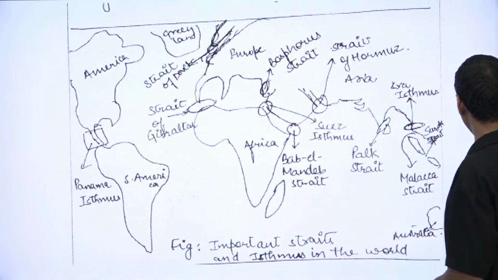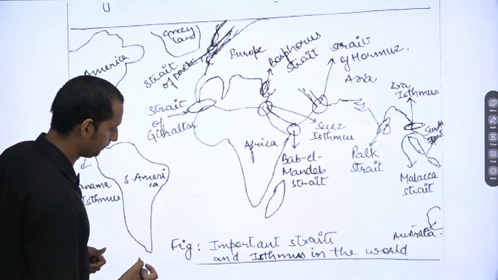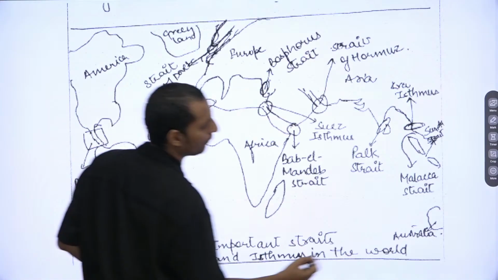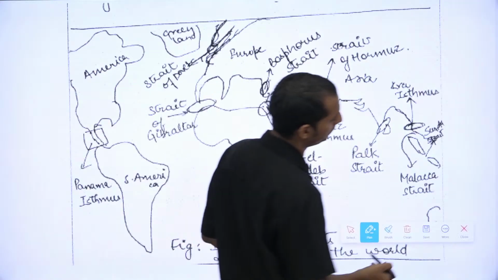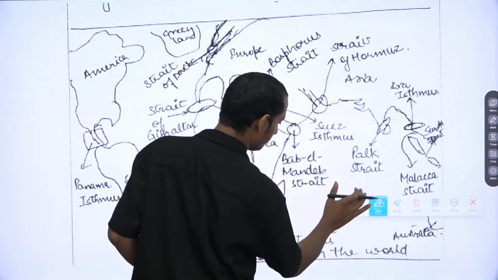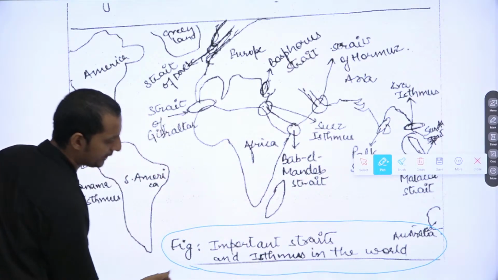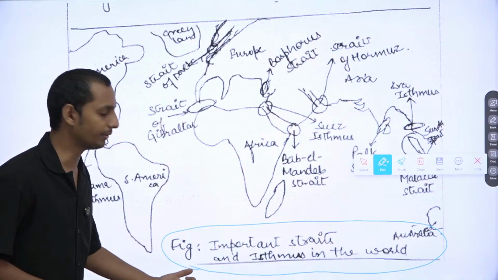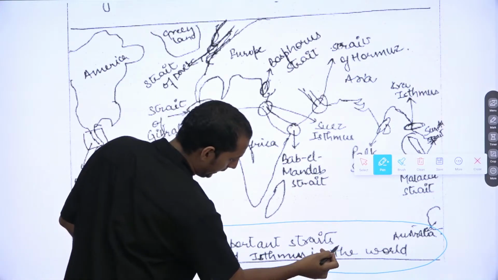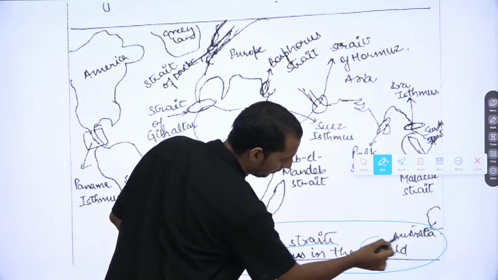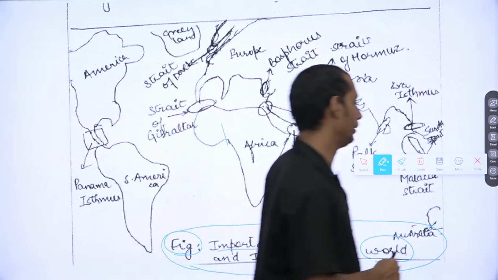After you have drawn the same, it's always better to mention what you have drawn. Here you can see that the figure is mentioned. It's always good to mention what you have drawn here. The topper has mentioned that the figure relates to the important straits and isthmus in the world. So you don't just draw the diagrams as such, rather you mark what you have drawn as well.